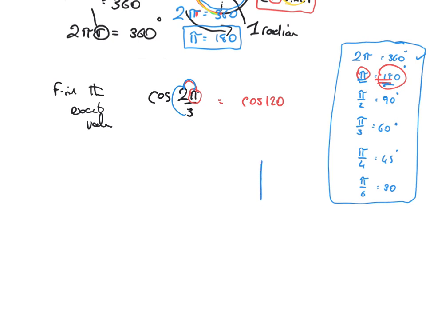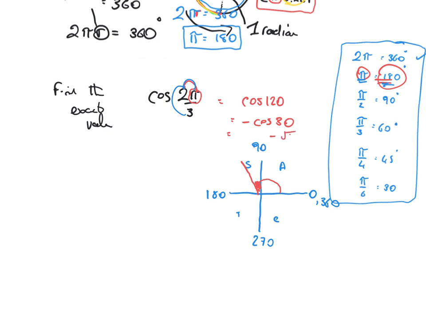Cos 120. Now, as soon as I've got to cos 120, I can go to today's work, which is to get the exact value using the CAST diagram. Okay, so 0 to 90 to 120. We're in the sine quadrant. Cos is negative in the sine quadrant. The acute angle is 30 degrees, minus cos 30, and my exact value, which I should have picked up by now, cos 30 is root 3 over 2, so that's minus root 3 over 2.